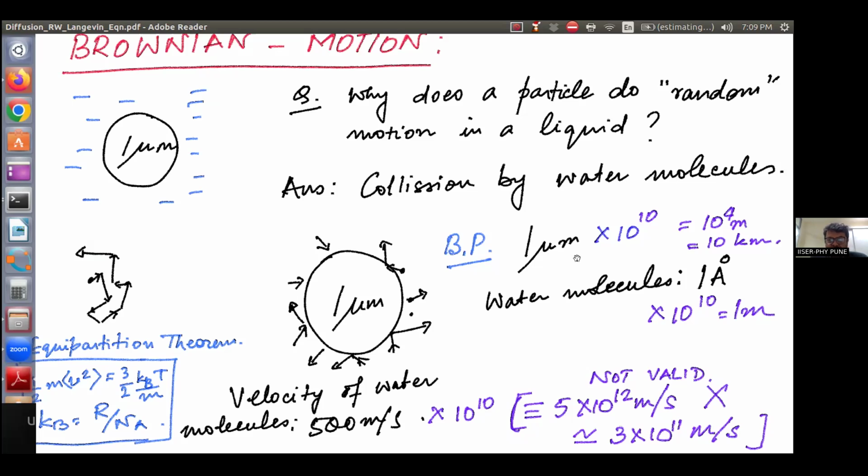Correspondingly, we multiply the size of this Brownian particle by 10 to the power 10 so that it's in the same range, the same scale, right? We basically want to understand how much bigger this micron size colloid is compared to the water molecule. So we are multiplying both the water molecule and the micron size colloid by 10 to the power 10. And if you multiply 1 micron by 10 to the power 10, you get essentially 10 to the power 4 meters, which is something like a 10-kilometer radius, a 10-kilometer asteroid, essentially.